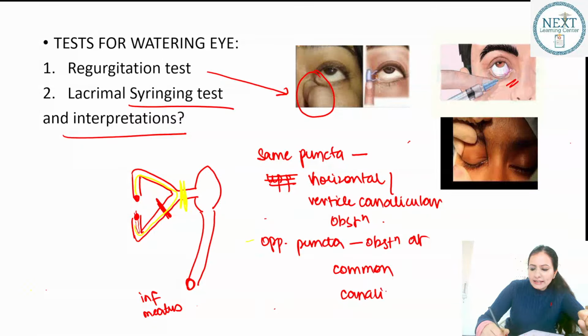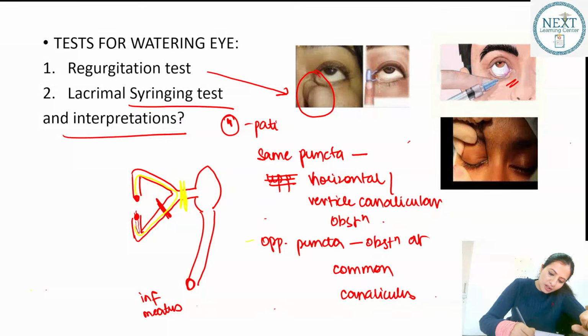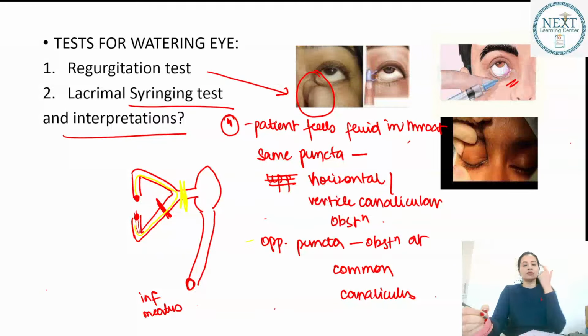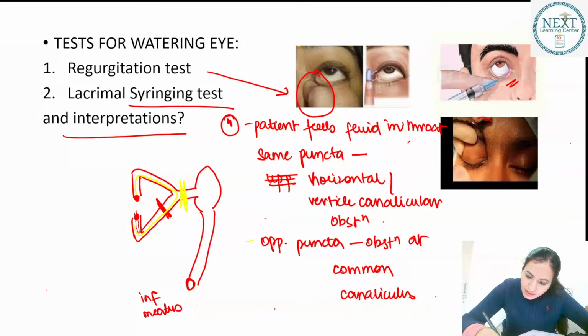And what is a normal lacrimal syringing test? Normal is when the patient feels fluid in the throat. So when everything is patent, what will happen? The fluid that you are giving through syringing, patient will feel it. It will go into the nose, and via the nose it will go into the throat. This is syringing. This thing is what you call as lacrimal probing.